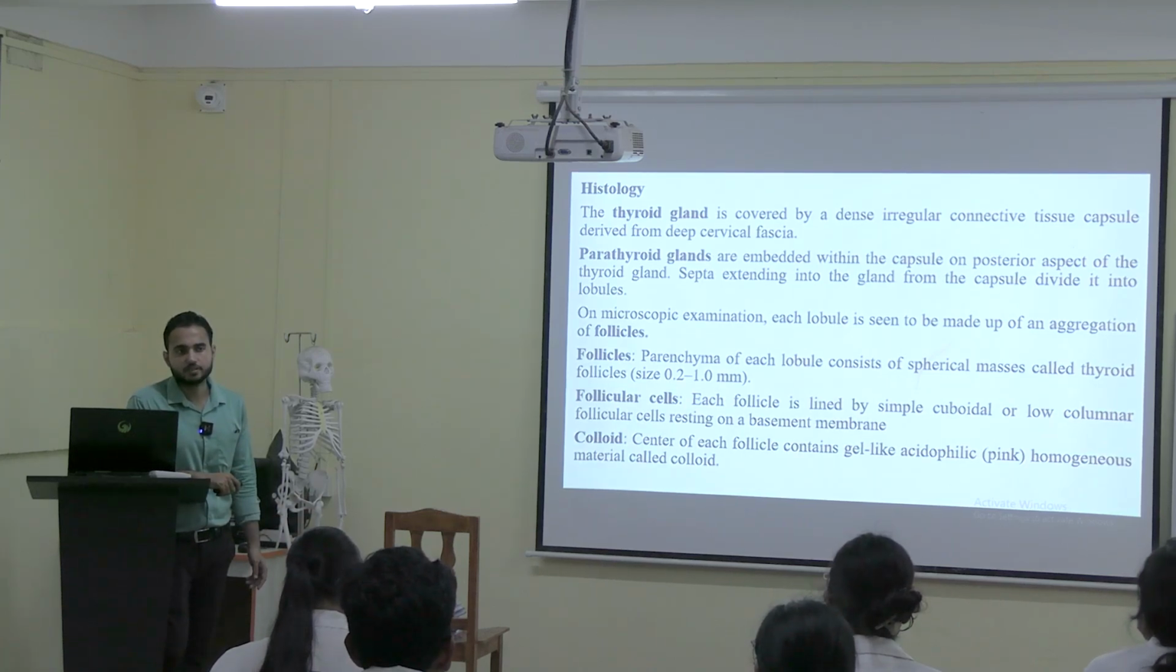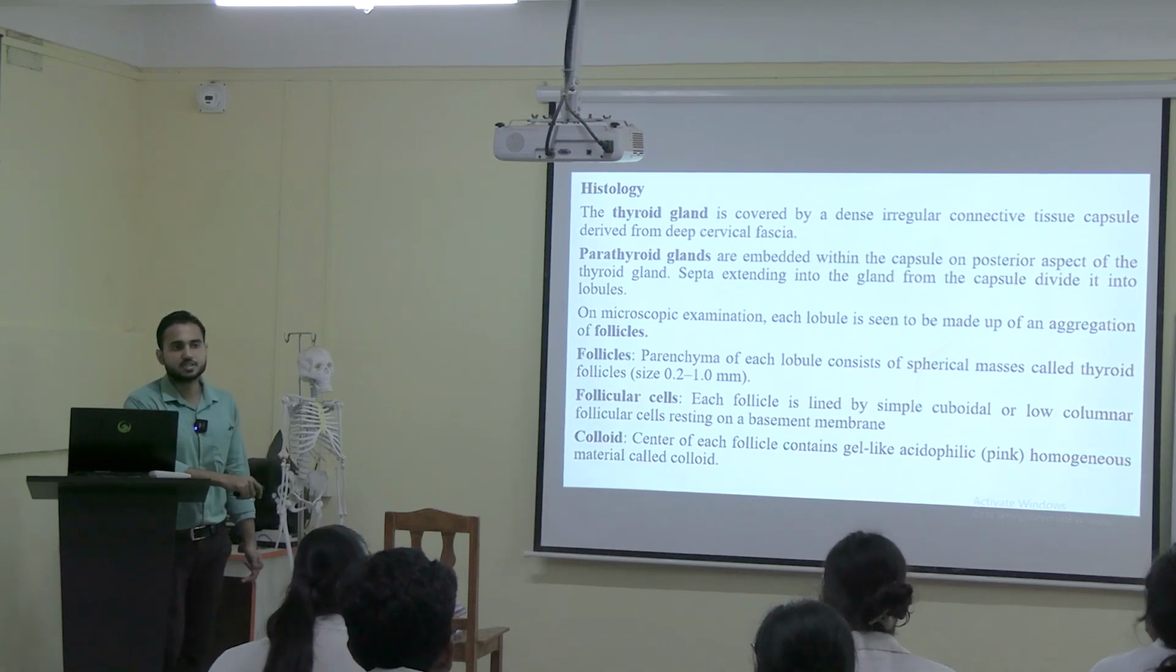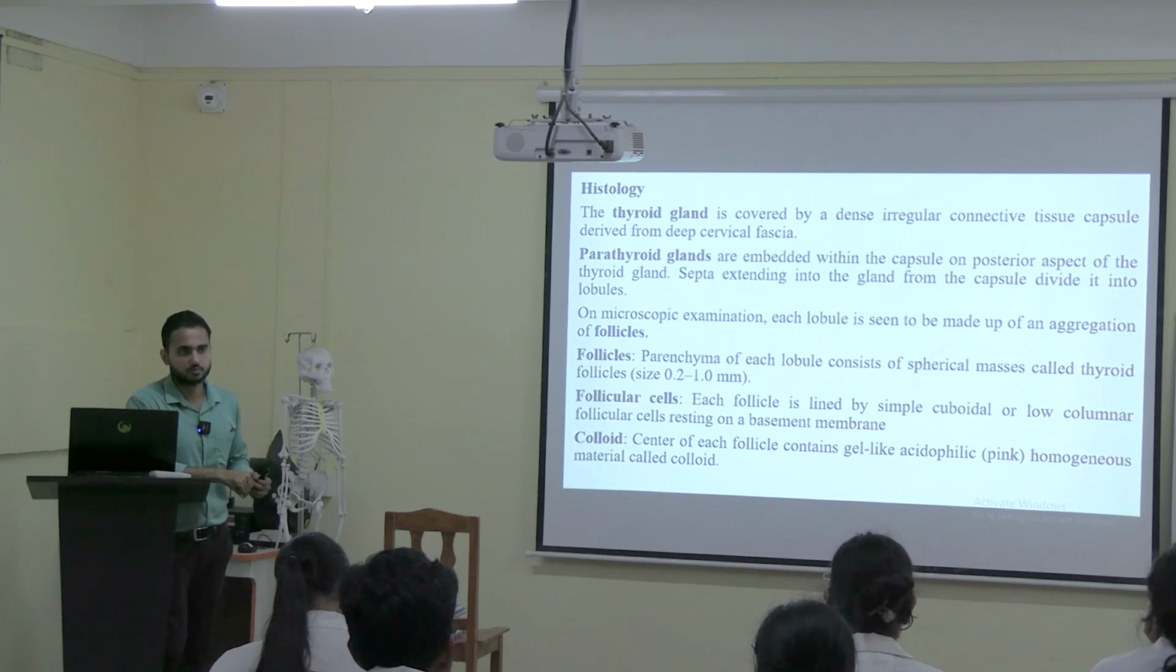What is present in the colloid? As you can see, gel-like substance. Now this gel-like substance is made up of thyroglobulin. It is a type of glycoprotein.